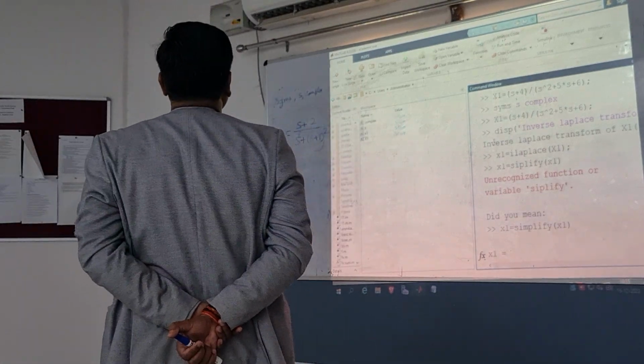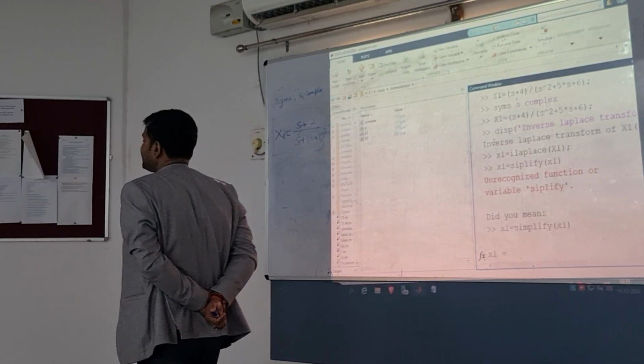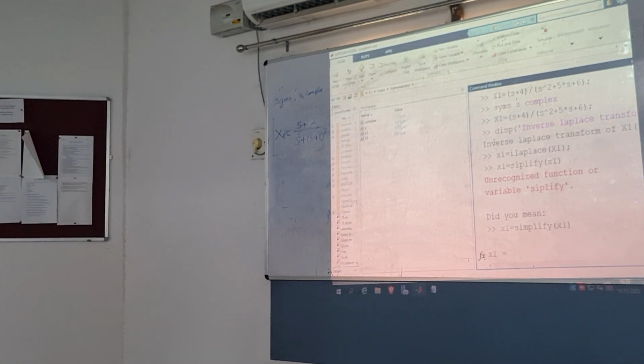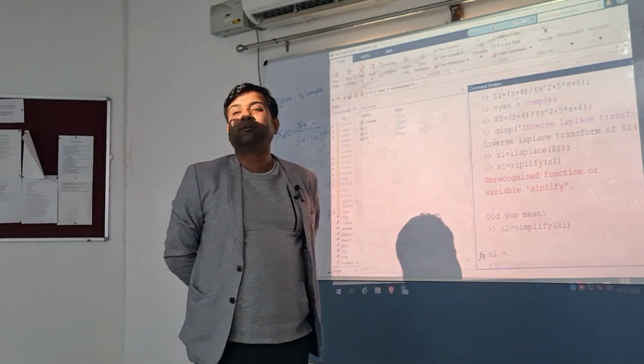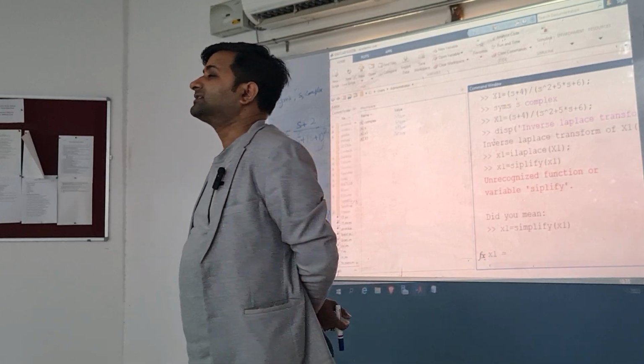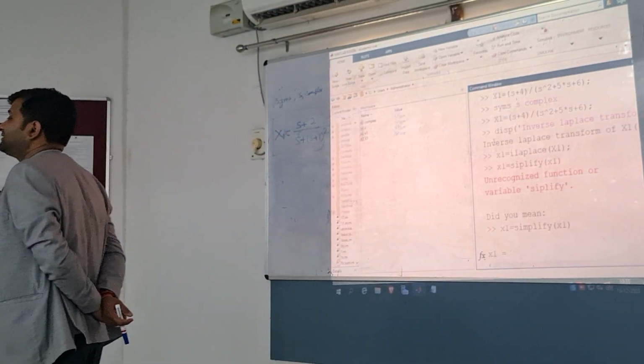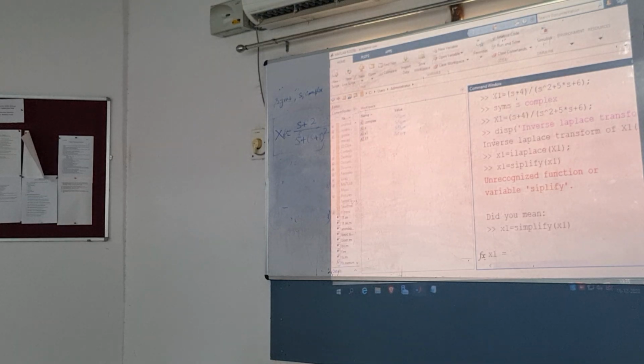Cross check S square, this type of function, how to find out the inverse Laplace transform. Okay, you have to find out the inverse Laplace transform of various functions, you have to cross check the standard results, then you have to find out the inverse Laplace transform of the given function. Likewise you have to find the 1 upon S plus 1.